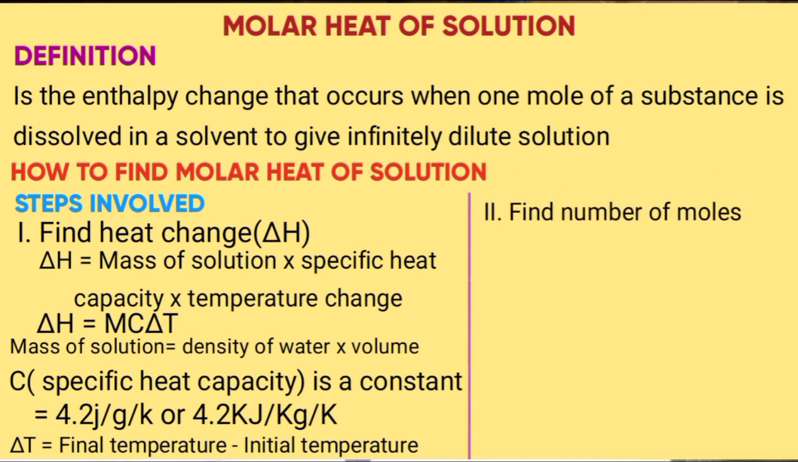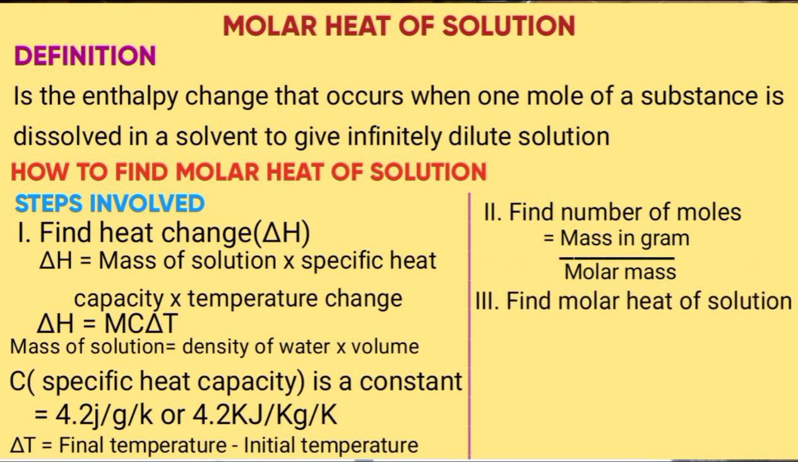Now step 2 is finding the number of moles, which is obtained by mass in grams over the molar mass. Then the last step, finding molar heat of solution. You take the moles in step 2 is the same as enthalpy change in step 1, or about 1 mole. Now the unit here is kilojoule per mole.